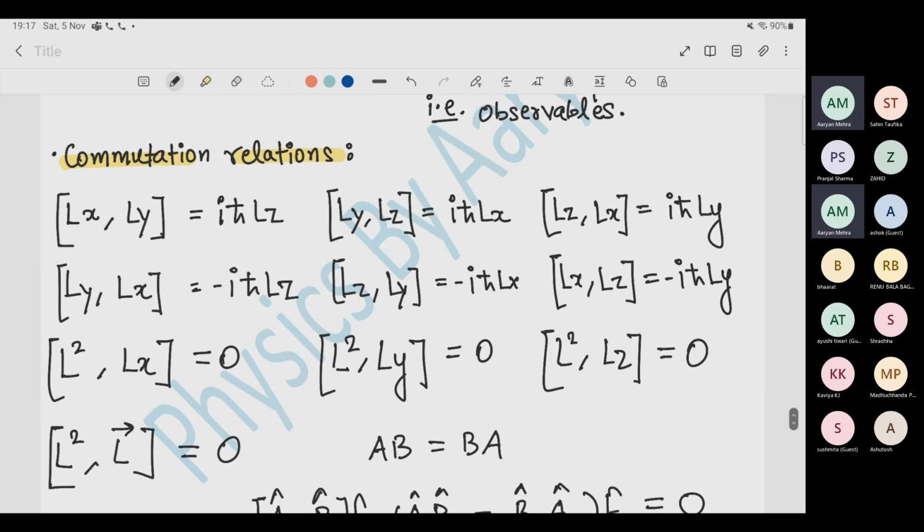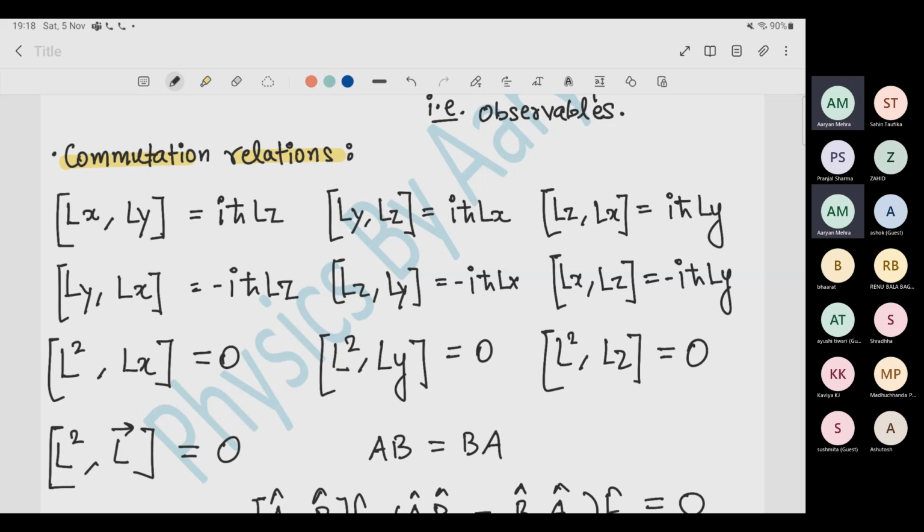If you commute Lx and Ly, you get iota h cut Lz. So what does it tell you? Can you measure Lx and Ly together or not? No, not with accuracy. No, because they are not commuting, they are not giving 0. It means if you measure Ly first and then Lx, or Lx first and then Ly, both of them are not equal. That is why we are not getting answer 0. So we can't measure Lx and Ly together. It means the measurement of Lx will disturb the information about Ly and vice versa.